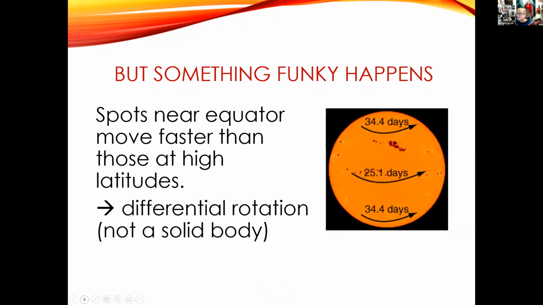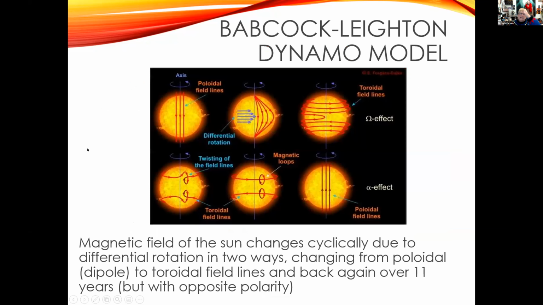If you look at sunspots that are closer to the equator, they actually move around the sun faster than sunspots at higher latitudes. The sun has what we call differential rotation. It spins at different rates at different latitudes. And it's allowed to do this because it is not a solid body. It is a ball of gas. And what astrophysicists have figured out is that this differential rotation completely messes up the magnetic field.